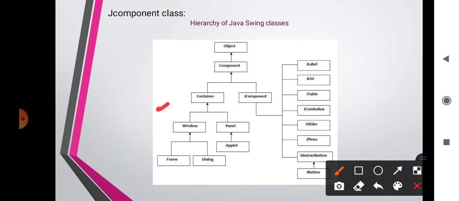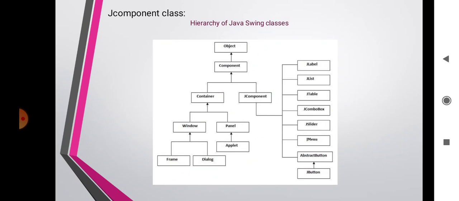Here are some Swing components. Object, then components, divided into the container and JComponent. Container is subdivided into windows and panel, and windows have two types, frame and dialog. Then panels have only applet. Then JComponents have multiple components like JLabel, JList, JTable, combo box, JSlider, JMenu, abstract button, and JButton.